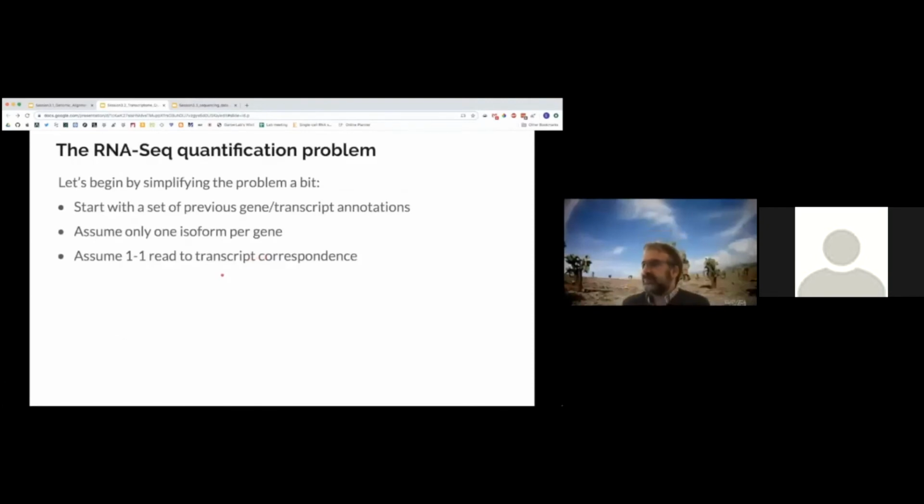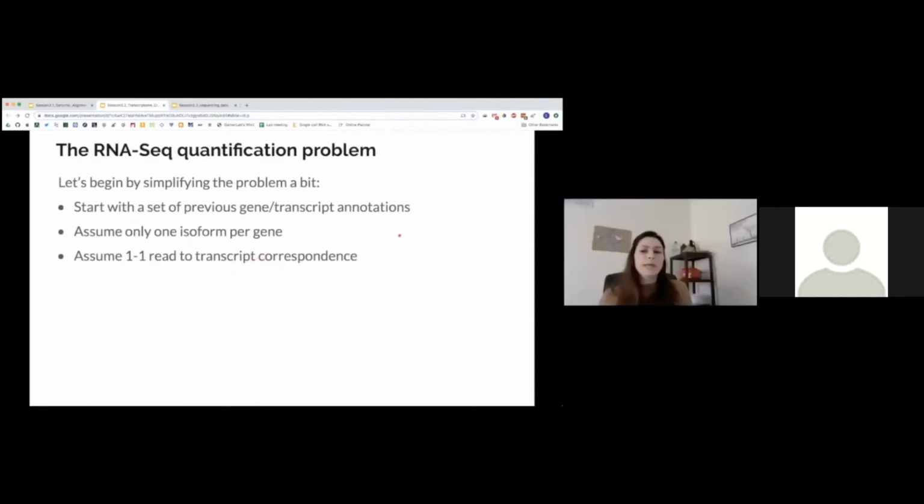Okay. All right, so we can try to simplify this problem a little bit. Let's start by saying that we know the gene and transcript annotations. So we know all of them. There are no novel isoforms to be discovered. We know everything that should be there. Now let's simplify it even further and say there's only a single isoform that we can obtain per gene.